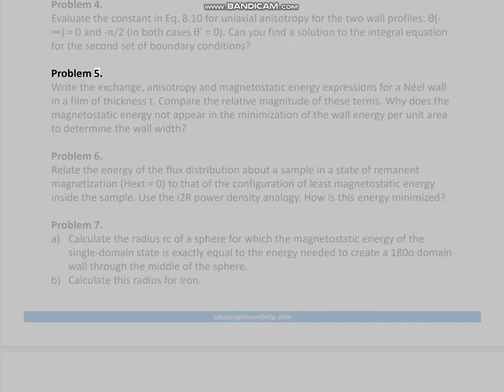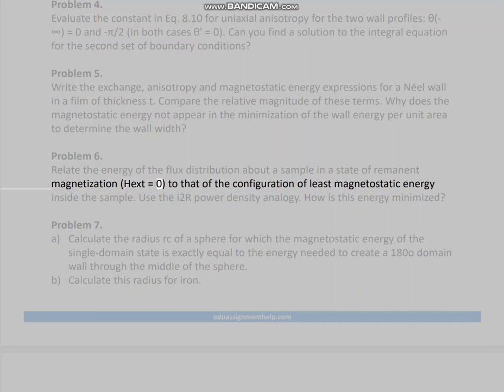Problem 5. Write the exchange, anisotropy, and magnetostatic energy expressions for a Néel wall in a film of thickness T. Compare the relative magnitude of these terms. Why does the magnetostatic energy not appear in the minimization of the wall energy per unit area to determine the wall width?